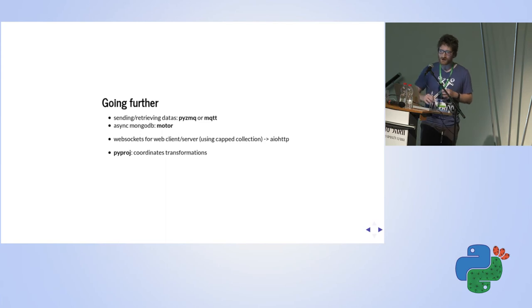So to go further, we could use ZeroMQ or MQTT, which are messaging protocols, to be able to send or retrieve data. In our example, we could use Motor to have asynchronous MongoDB, and we could use WebSockets for client-server communication to be able to only send data when it arrives using our capped collection, and not send all the positions all the time in our API.